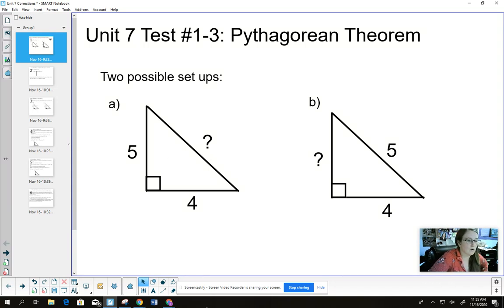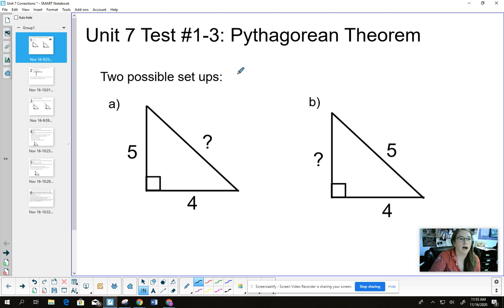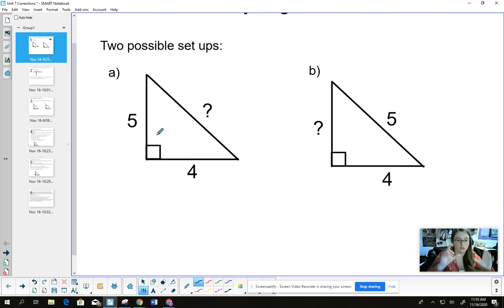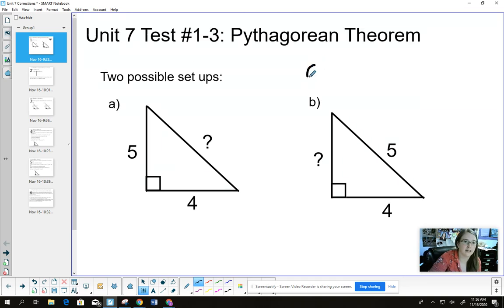So 1 through 3, these questions were all Pythagorean theorem. Now, what your mistakes may have been is that there's 2 possible setups. You have to draw the picture and label your triangle. That may have been mistake number 1. You have to do that because you have to see which side is C, right? This is Pythagorean theorem. A squared plus B squared equals C squared. But we have to know what C is. We might be trying to find C, or might be given C. Remember that C is the side across from the right angle, the hypotenuse.